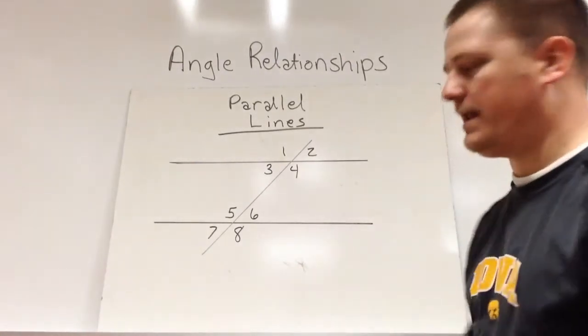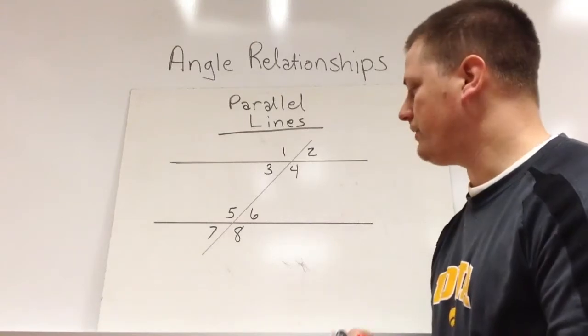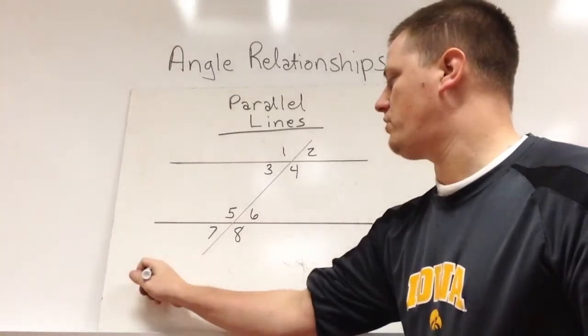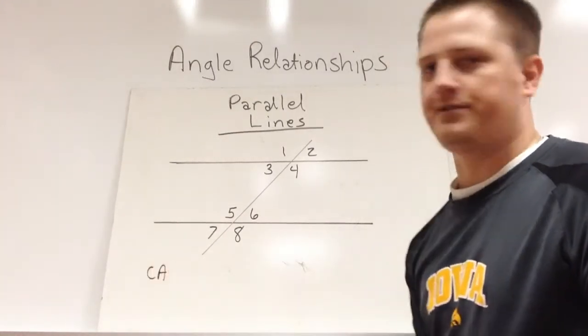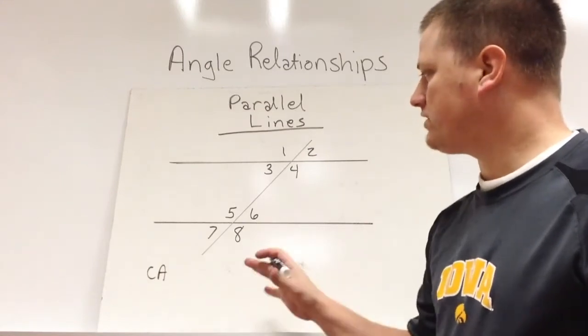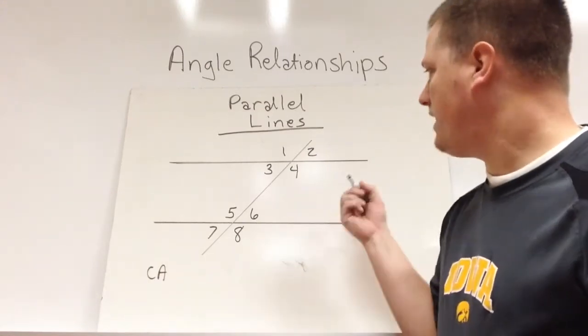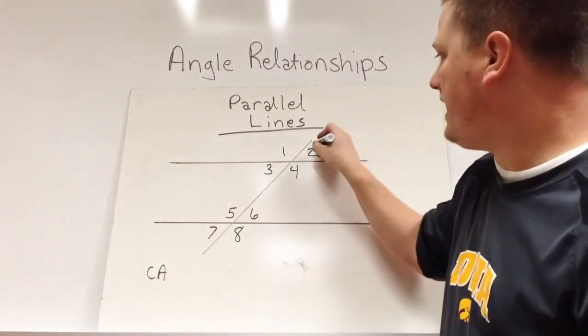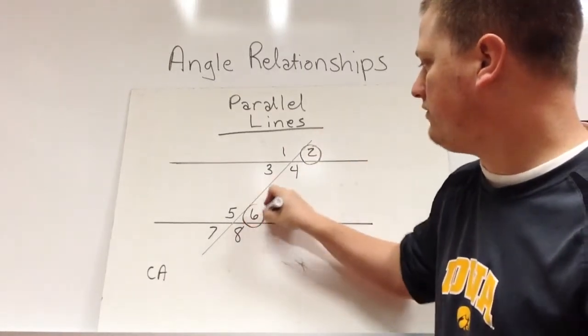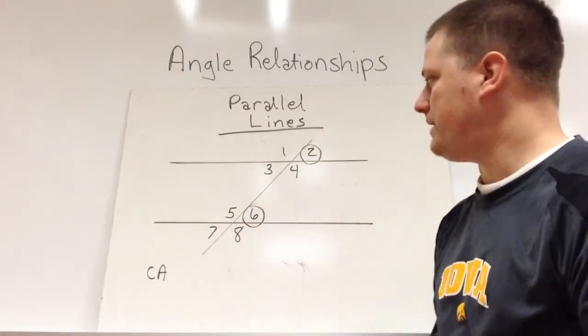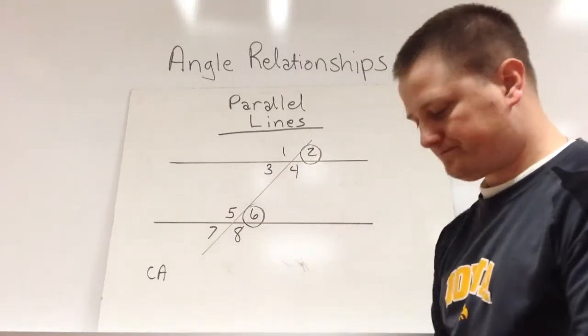So just to give you an idea, there are 3 major relationships. There's corresponding angles, which we call CA. Corresponding angle relationship, an example of this would be angle 2 and angle 6. Those would be corresponding angles.